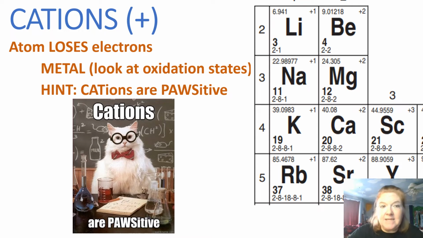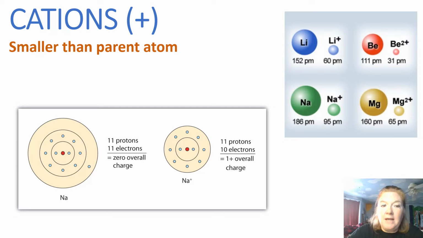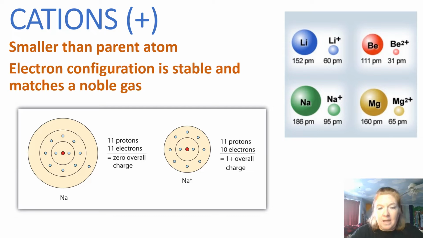So cations are smaller than the parent atom, which if you think about it makes sense because they're losing an electron. If you lose an electron, your size is going to get smaller. So you can see that visual right here.